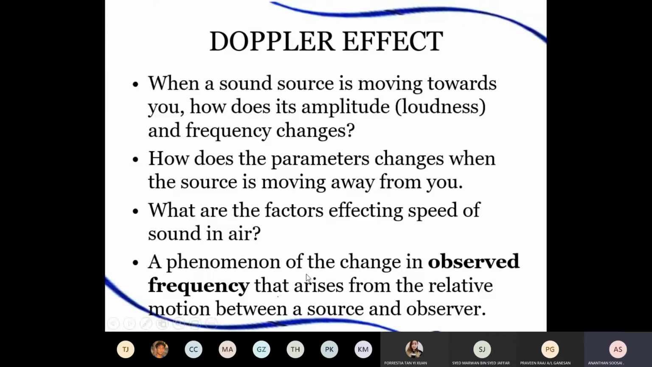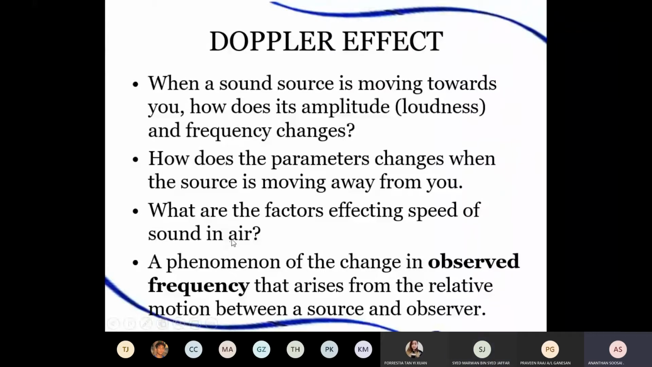It's a phenomenon of the change of observed frequency, the change of observed frequency that arises from relative motion between the source and observer. This Doppler effect happens when either the source or observer move relative to each other. You get this Doppler effect.